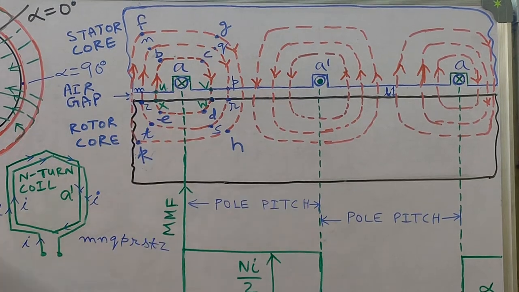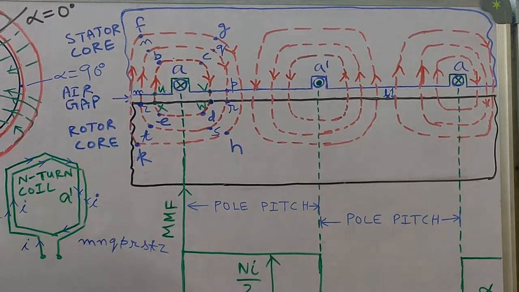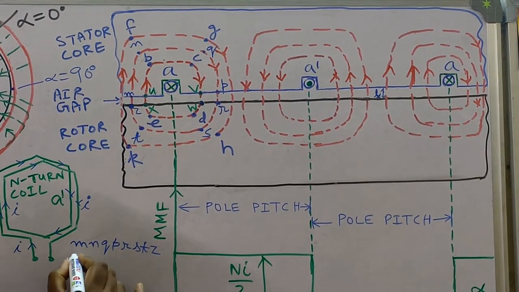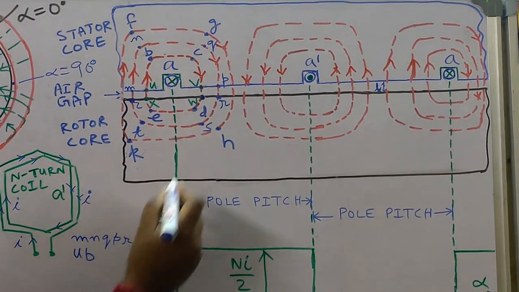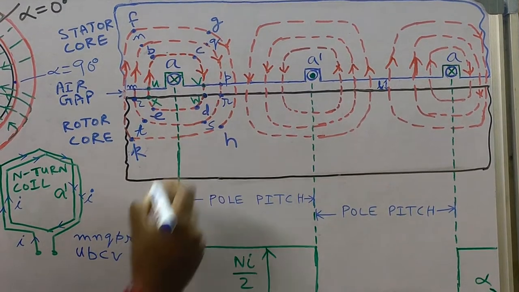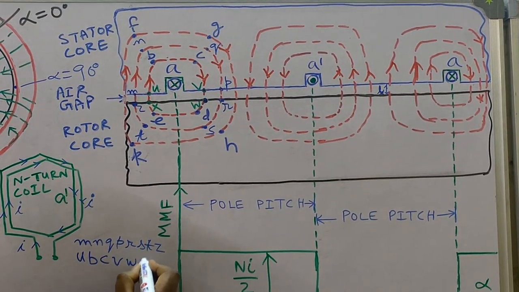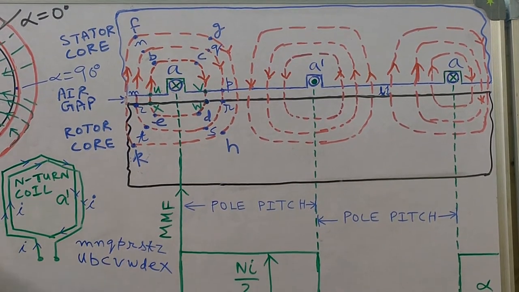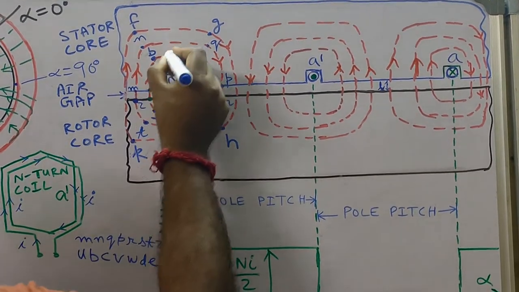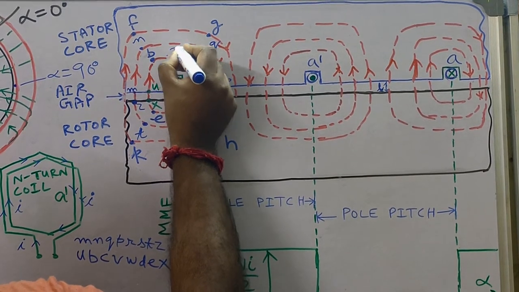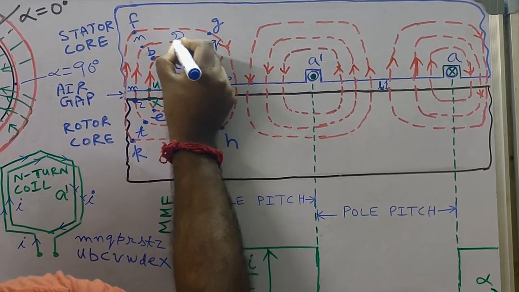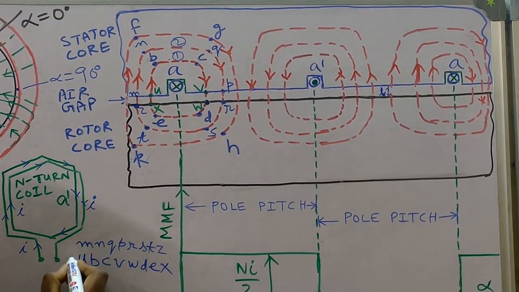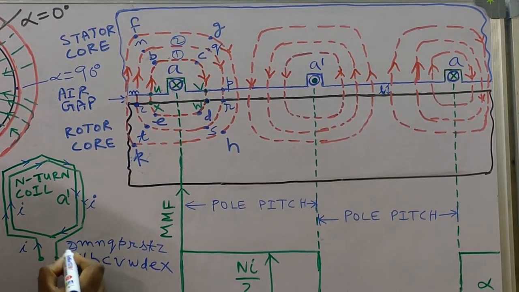Now what do you see? If you compare this path with the earlier path, what was the earlier path? Let me name it UBCV WD EX. Isn't it? So let us say this is our path number 1 and this is our path number 2. So I have named these two paths.